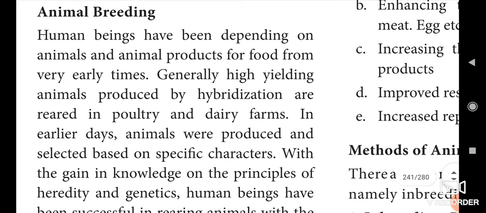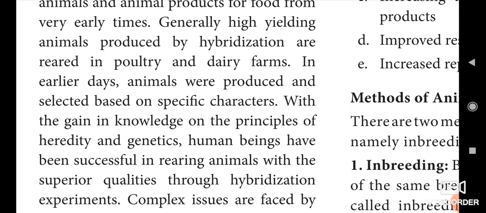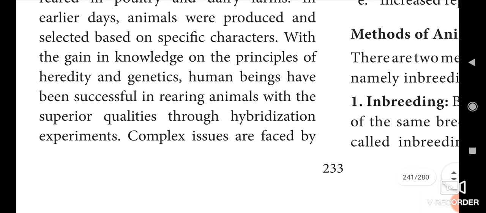Next we see about animal breeding. Human beings have been depending on animals and animal products for food from very early times. Generally, high yielding animals produced by hybridization are reared in poultry and dairy farms. With a gain in knowledge of the principles of heredity and genetics, human beings have been successful in rearing animals of superior quality through hybridization experiments.